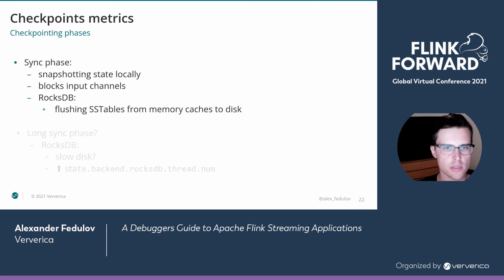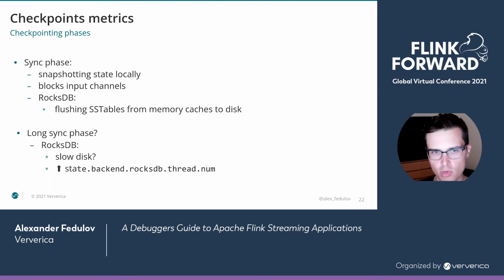What if this phase is slow? This is mostly relevant for RocksDB. You need to check if the disk performance is adequate. Do you have enough IOPS for RocksDB to finish writing this in-memory data fast enough? And the second thing to keep in mind is you might need to increase the number of RocksDB threads that are responsible for writing this data. By default, there are 2 threads, and sometimes it is beneficial to increase it to 4 or 8 threads and see if it gives you performance benefits.